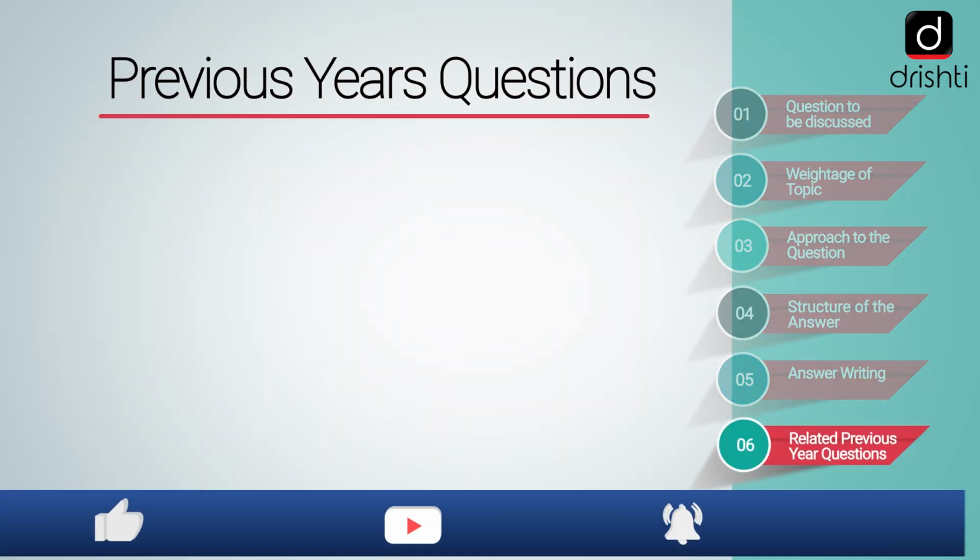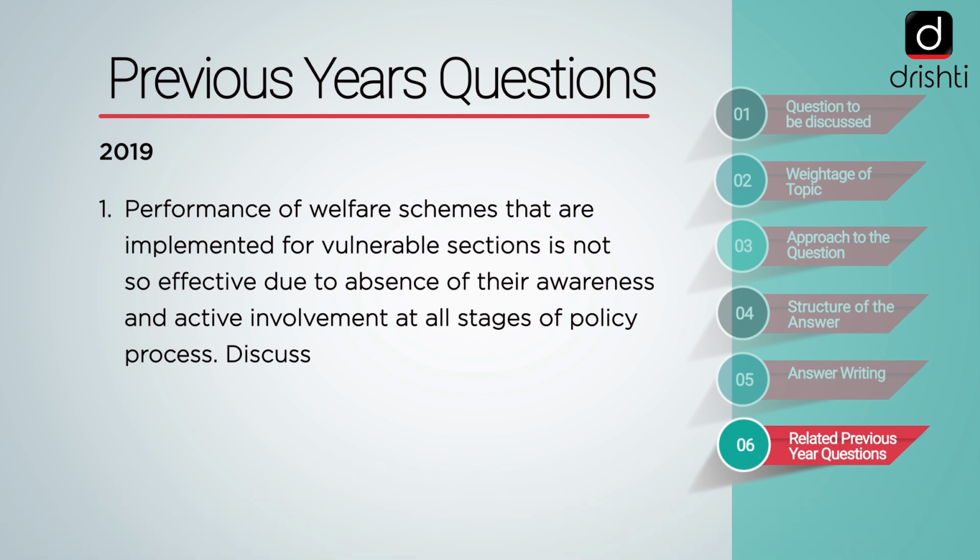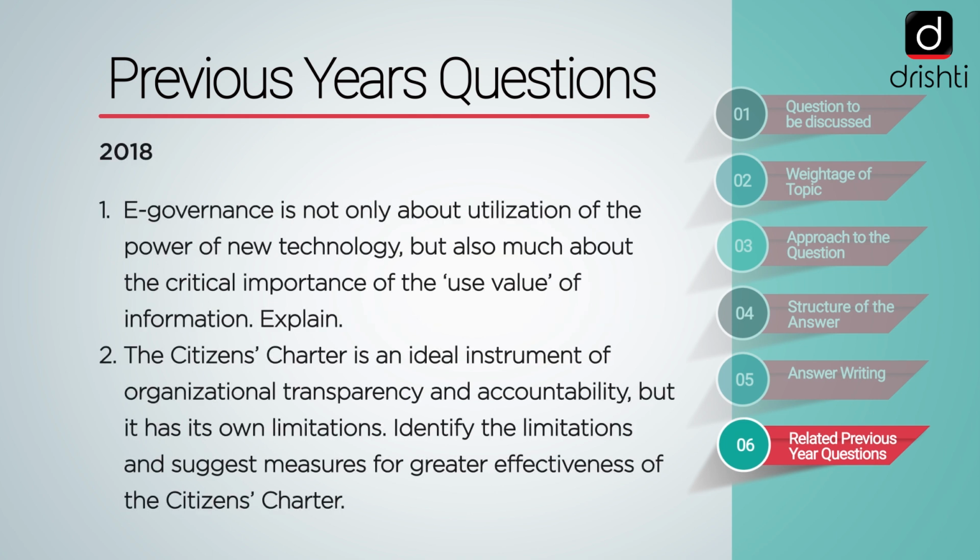Now, let us look at the questions that have been asked from the previous years. In 2019, the following question was asked. Performance of welfare schemes that are implemented for vulnerable sections is not so effective due to absence of their awareness and active involvement at all stages of policy process. Discuss. In 2018, the following questions were asked.